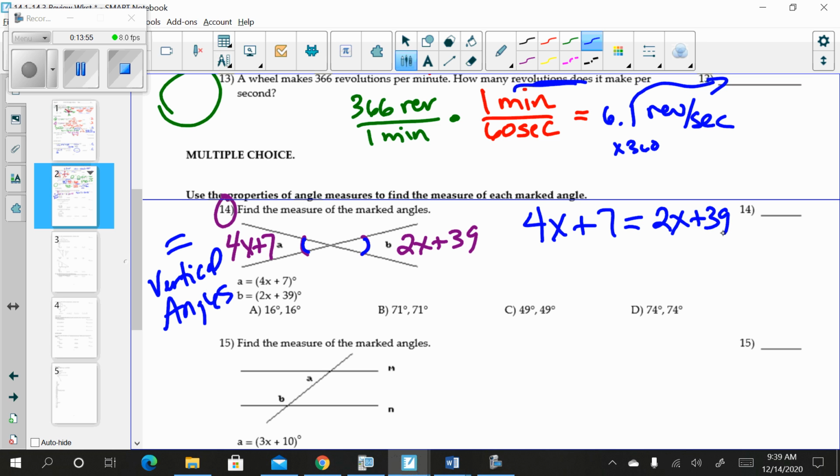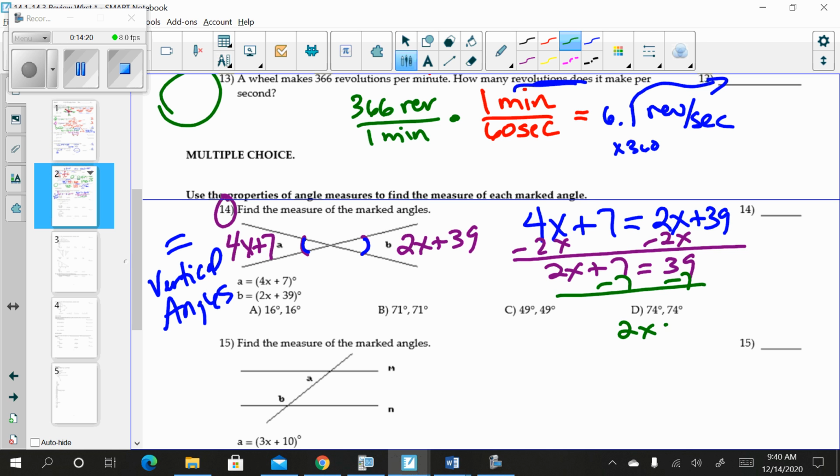Now, when you solve for x, and again, when we do that, that's not the angle measurement then, that's the value of x. Then you have to plug that back in. So variables on both sides, think about how you'd solve that. Go ahead, pause the video, solve for x here, and then we'll put that number back in. So we'd subtract the 2x. So 2x plus 7 is equal to 39. Then we would subtract the 7. So 2x is equal to what? 32. And then divide by 2.